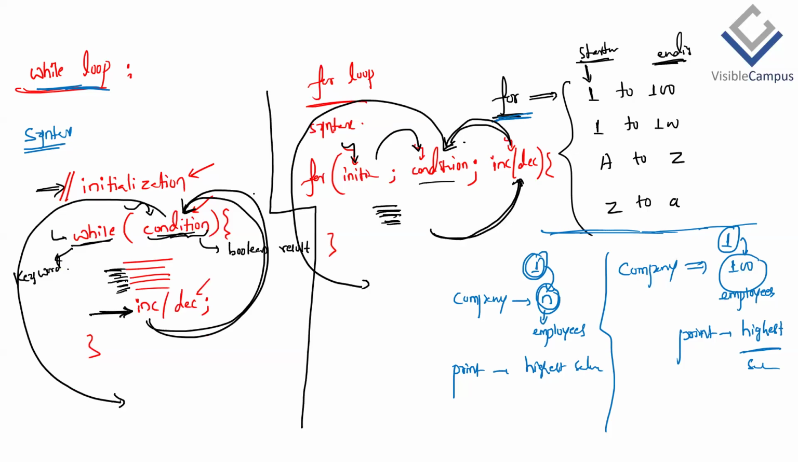So in execution, both are the same. But when it comes to use case, it will be different. So maybe at this point of time, you feel the for loop is more comfortable and simple.